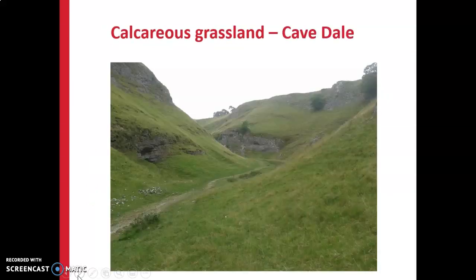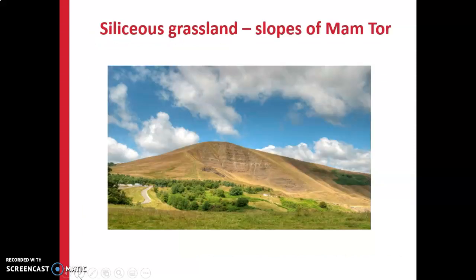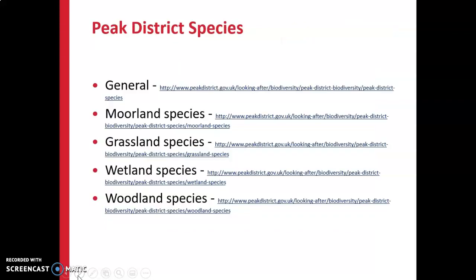Here's an example. This is Cave Dale that we used to walk up. So it's a deep limestone gorge, probably caused by post-glacial erosion during times of permafrost. Rectilinear slopes, siliceous grasslands. So these are more on the gritstone areas, typical on the slopes of Mam Tor, for example. This is a big landslide on the face of Mam Tor that Simon will talk about.